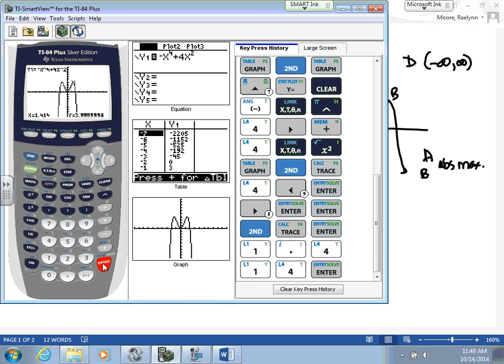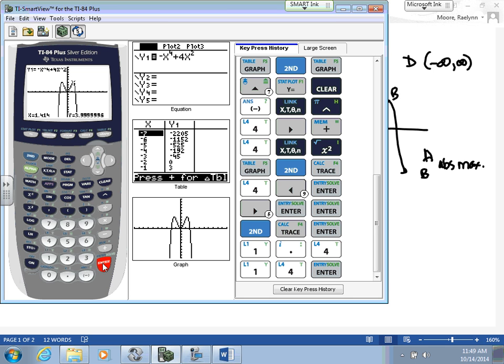Isn't that other guy 4? Wasn't it 4? We're not exact because we rounded. But that's another way to see the symmetry. If it was a nice number like negative 2, I could look at my table and see positive 2. But because this is irrational, I can do a calc and do a value.